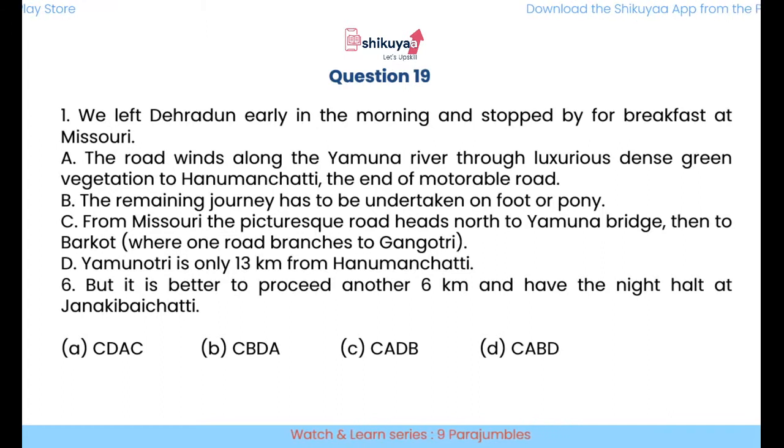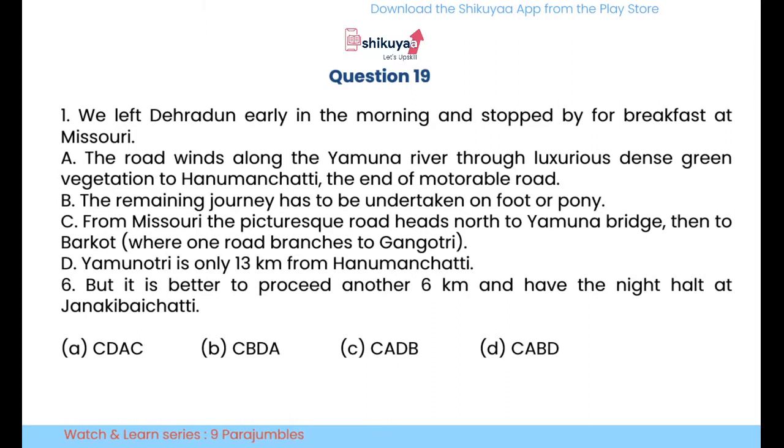C says from Missouri, the picturesque road heads north to Yamuna Bridge, then to Barkot, where one road branches to Gangotri. Okay, C. Now look at sentence 6. 6 के साथ और कौन सा sentence as a conclusion जाता है? But it is better to proceed another 6 kilometer.